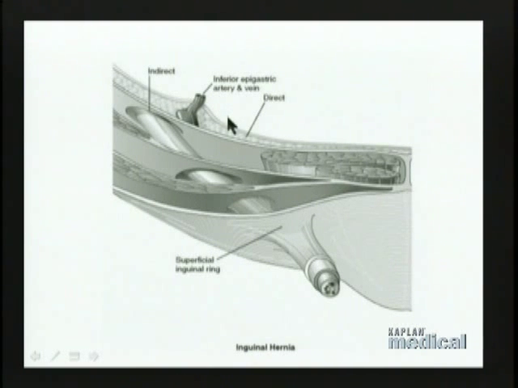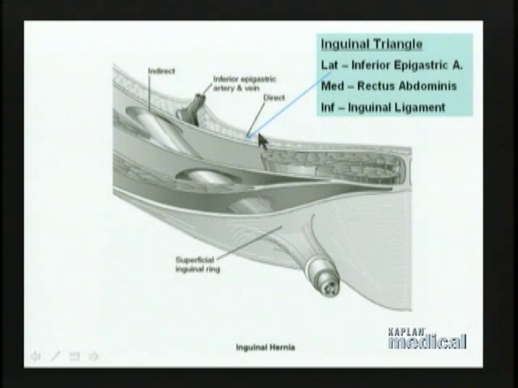It tears through the abdominal wall. The region of the abdominal wall right behind the superficial ring through which direct inguinal hernias pass is called the inguinal triangle. This region here is called the inguinal triangle. Often you'll hear it referred to as Hesselbach's triangle. And that triangle, the three borders of that triangle, the lateral border is this artery, the inferior epigastric artery.